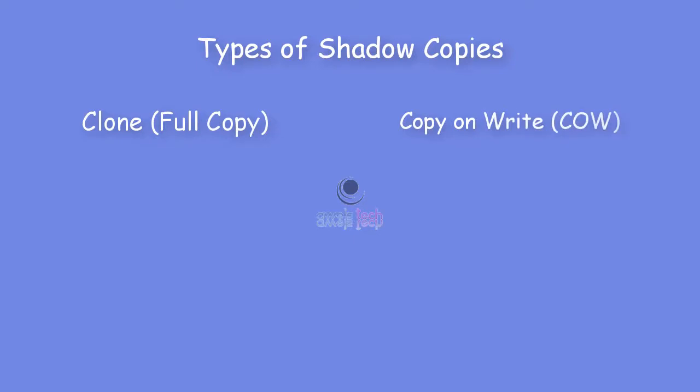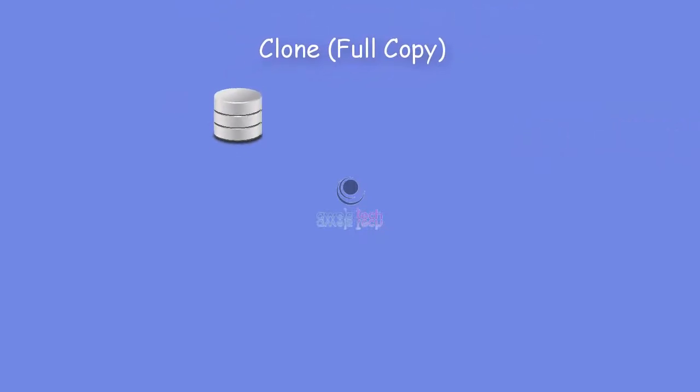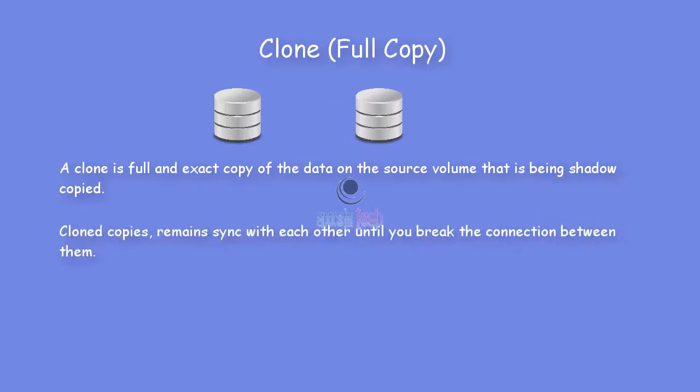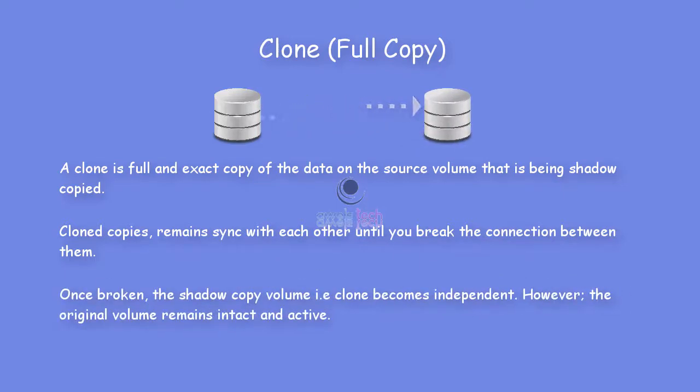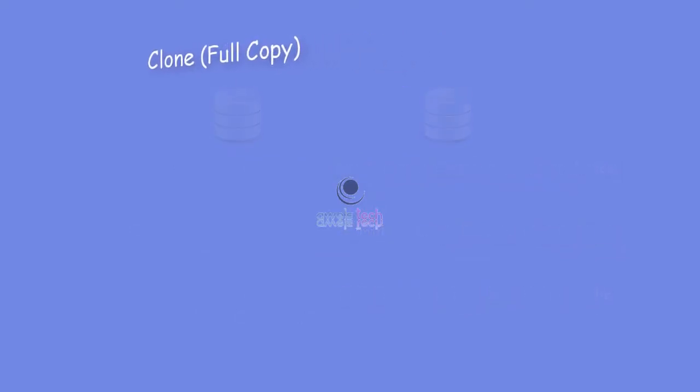Majorly, there are two types of shadow copies. One is clone full copy, and the second one is copy on write, also known as COW. Let us first look at what clone full copy is. As the name suggests, clone full copy is the full and exact copy of the data on the source volume that is being shadow copied. As long as the data is cloned, it remains synced until you break the connection. Once you break the connection, the shadow copy volume becomes independent. However, the original volume will remain intact and active and will continue to serve the IO requests.